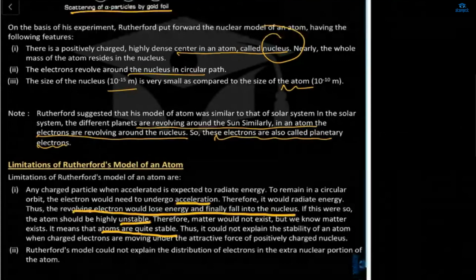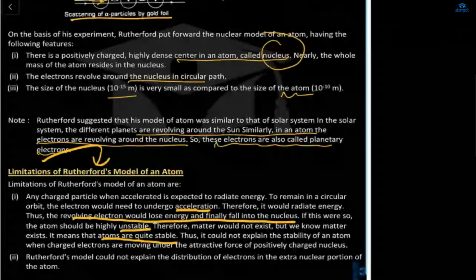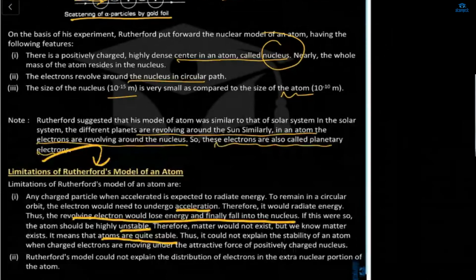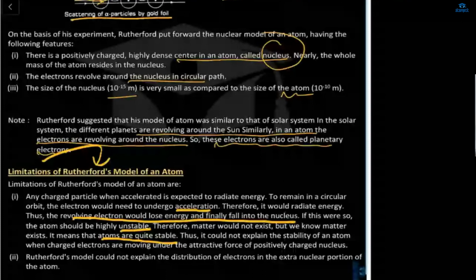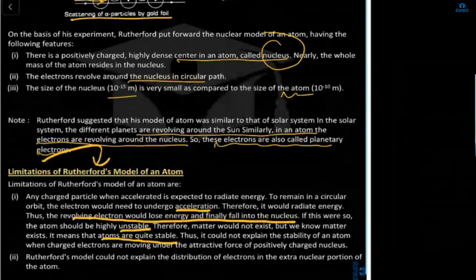Okay. So see, this is the limitation of the Rutherford model. Now you know what the limitation of the Rutherford model is. Any idea? Adham, what is the limitation of the Rutherford model? A charged particle, when it's accelerated, is expected to radiate energy. So in the orbit, the electron should accelerate, so it should radiate energy.